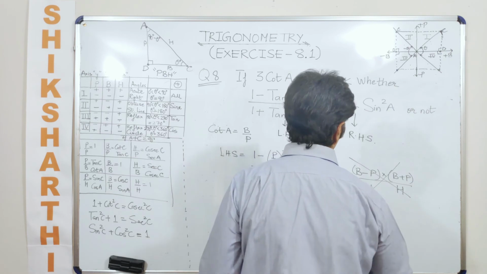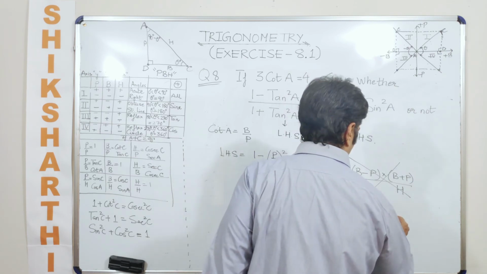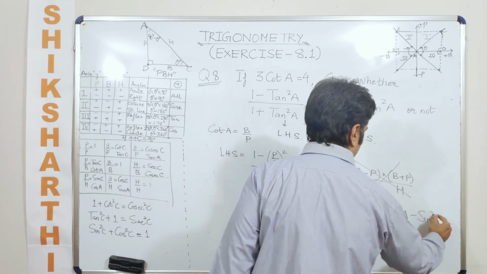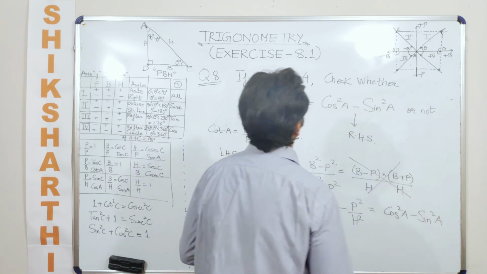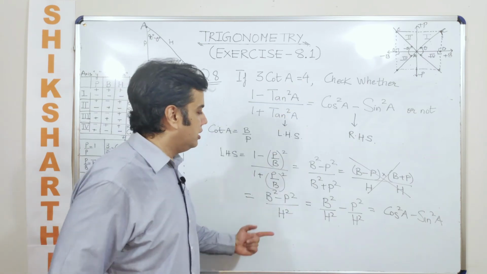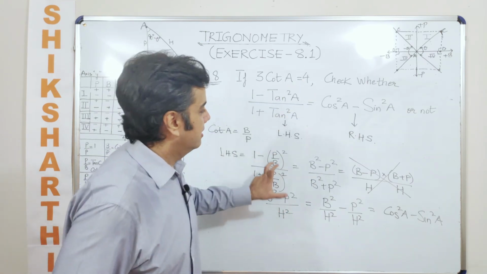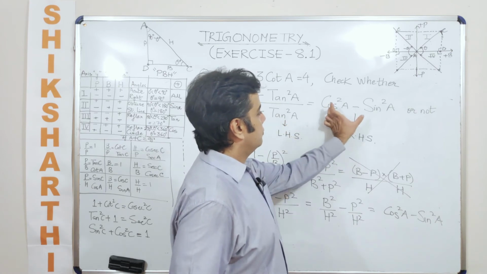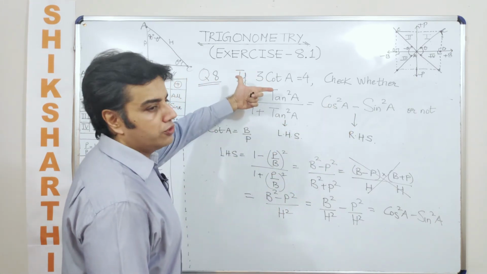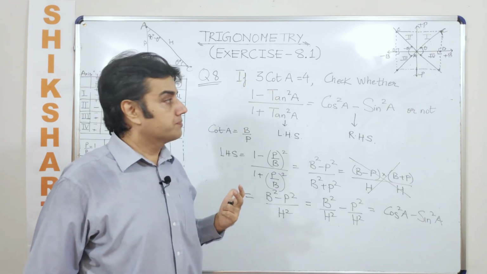Now how much is b by h? Cos. So cos square A, and p by h is sin. So even if this value would not have been given to you, still you can calculate and you can say that yes, this expression is equal to this expression. Now since they have given you this value, you can always substitute this value and you can get the answer.